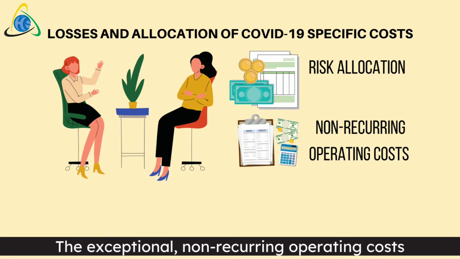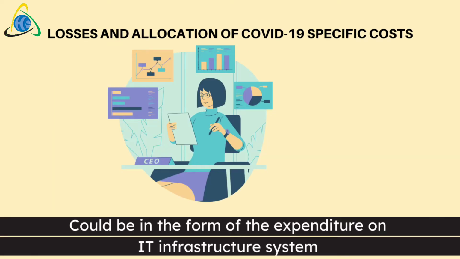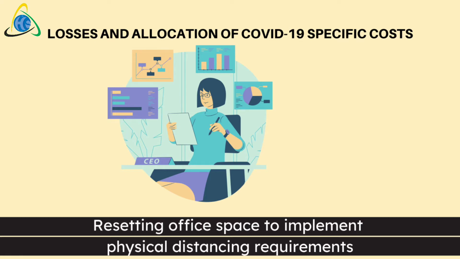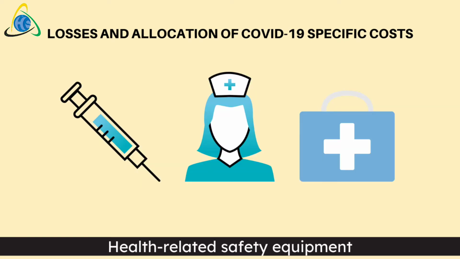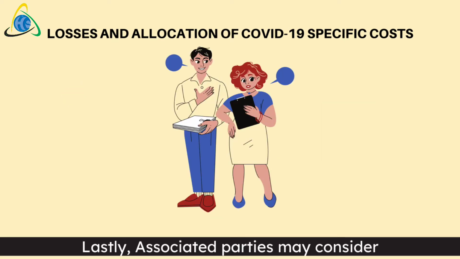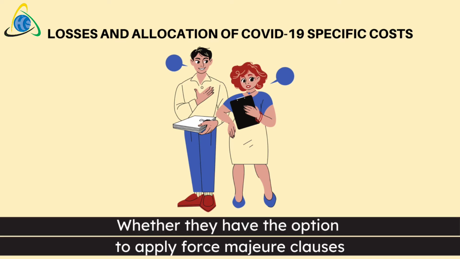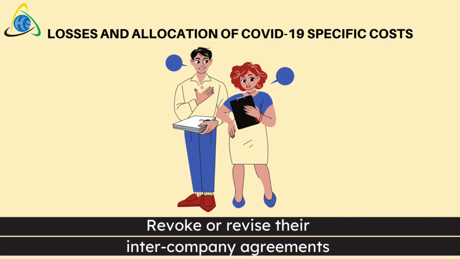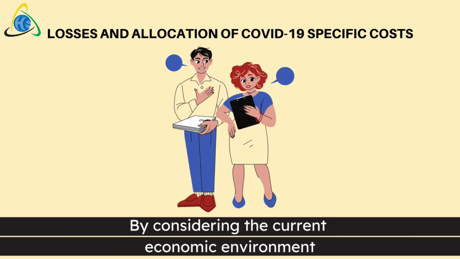The exceptional non-recurring operating costs would be in the form of the expenditure on IT infrastructure system, resetting office space to implement physical distancing requirements, or health-related safety equipment. Lastly, associated parties may consider where they have the option to apply force majeure clauses, revoke or revise their intercompany agreements by considering the current economic environment.